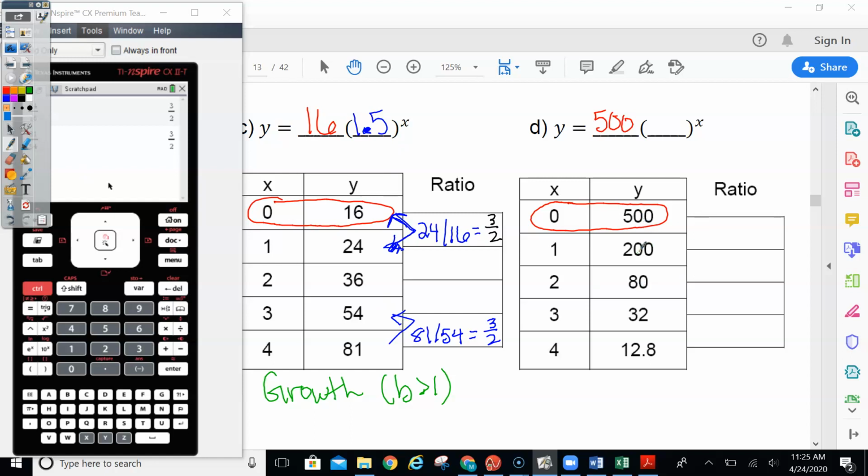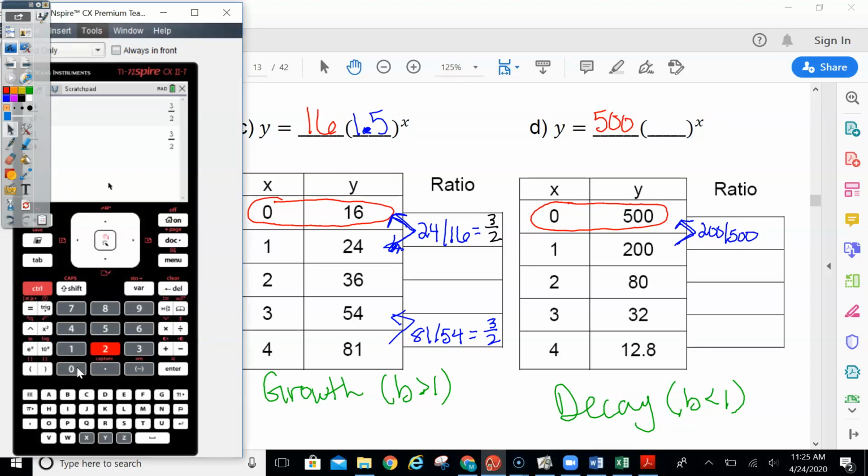Okay, over here, notice these values are going down. So my base, my common ratio, since it's decay, it's decreasing, should be less than 1. Alright, so coming here, I don't know what to multiply this by to get 200, so I go backwards. What do I get when I divide 200 by 500? We're going to get a decimal again. 200 divided by 500 is the fraction 2/5. So 2/5 here.